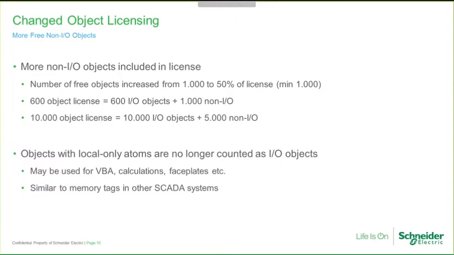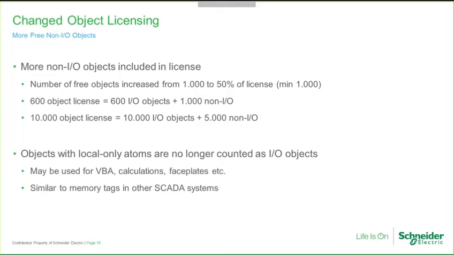We've also changed how we actually count objects as part of the license. For historical reasons, some elements of IGSS count as objects. A diagram is an object. I know in your perception, it's not an object, but it is in terms of how it was implemented originally, and it's also why it counts as an object. Until now, we have had thousands of these objects for free. We've changed that to be 50% of the full license, but never less than 1,000.